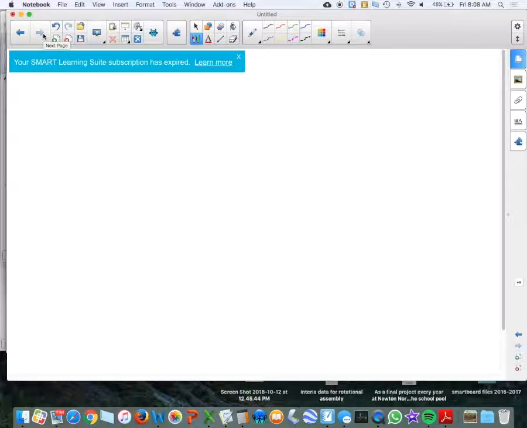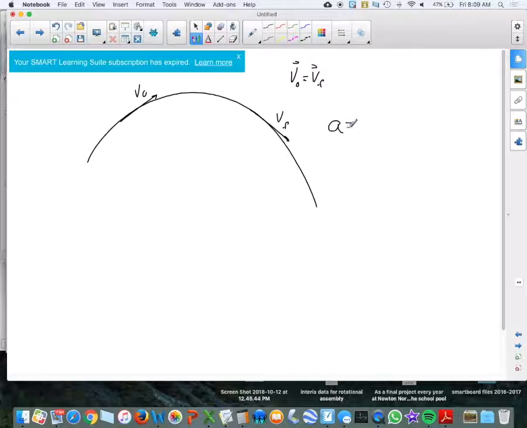So as a review, we talked about circular motion. We said that if I am moving with a velocity v0 here, and we're moving at this point with what I'm going to call v final, but in reality v0 equals v final, but they're both vectors. We can write acceleration as the change in the velocity divided by time.